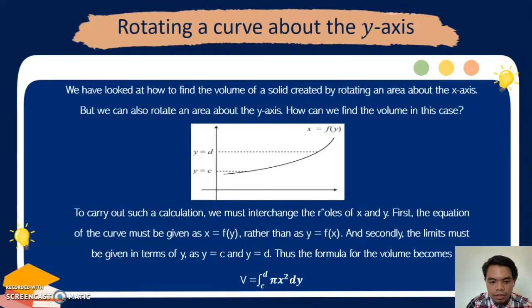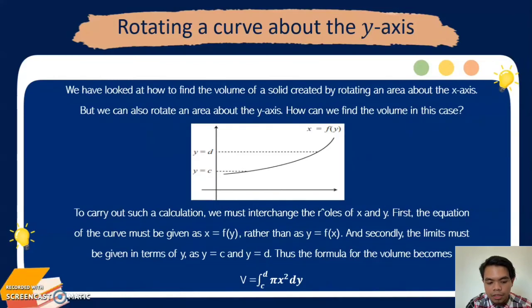Alright, for the last one, rotating a curve about the y-axis. Okay, we have looked at how to find the volume of a solid created by rotating an area about the x-axis, but we can also rotate an area about the y-axis. How can we find the volume in this case? So we look at the graph. You can see x equals f(y), y equals d, and y equals c. We can see the curve.